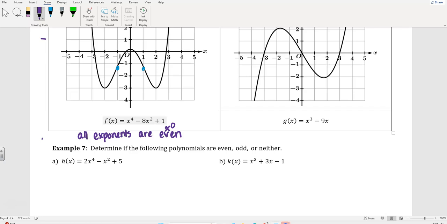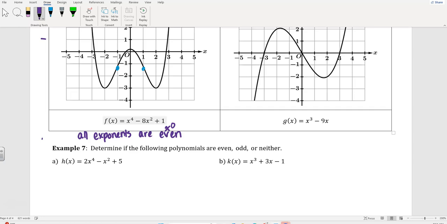Now, the coefficients don't matter at all. So, for example, if I had 3x to the 6th plus 7x to the 2nd plus 9, all my coefficients are odd, but they don't matter. You're only looking at exponents for this. So this would be an even function.